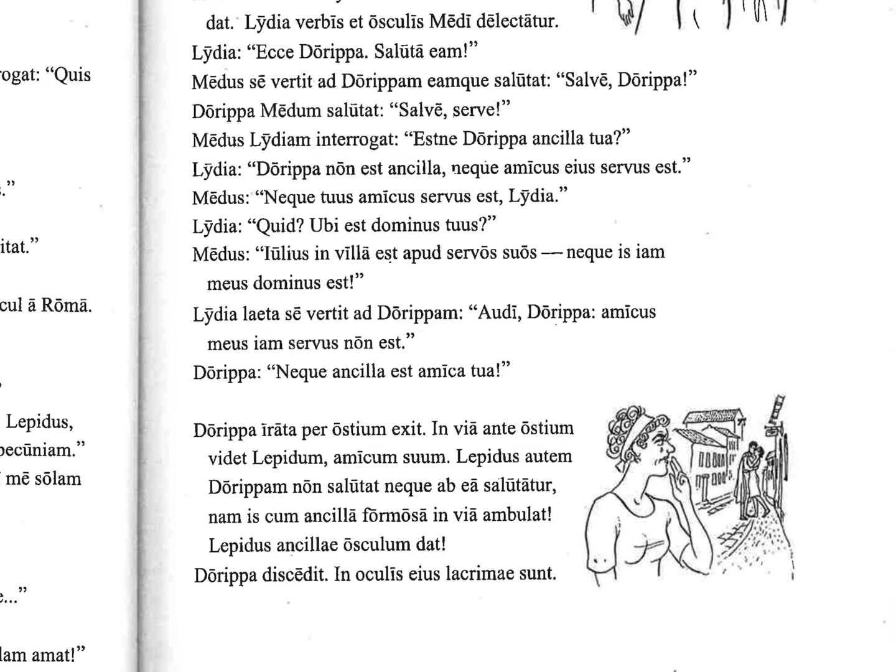Ab ea. Notice salutatur is another passive verb. Nam is, for he, cum ancilla formosa in via ambulat, is walking with a beautiful slave woman on the road, or in the road. Oh no. Lepidus ancillae osculum dat. Lepidus is giving a kiss, osculum direct object, to the slave woman, ancillae dative. Doripa discedit, Doripa leaves. In oculis eius, in her eyes, lacrimae sunt, there are tears. Oh, misera Doripa, poor Doripa.